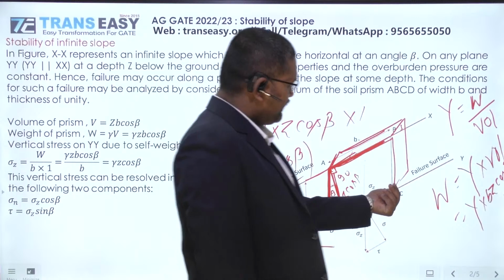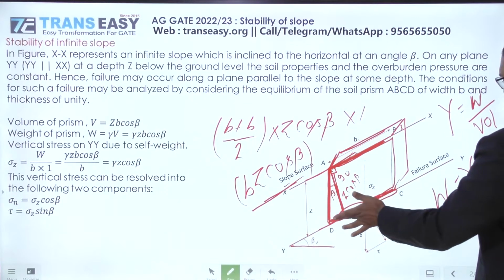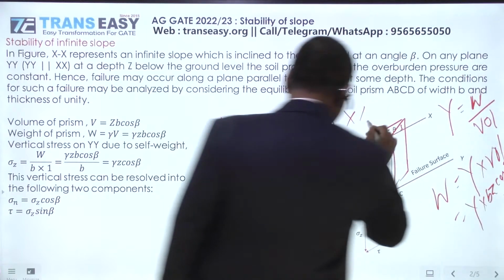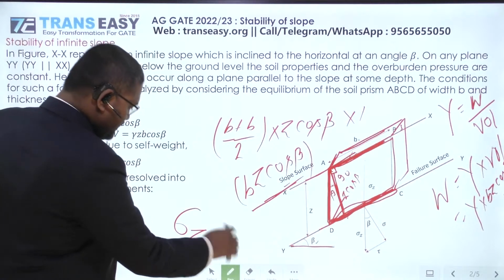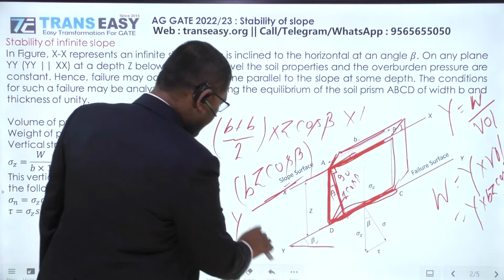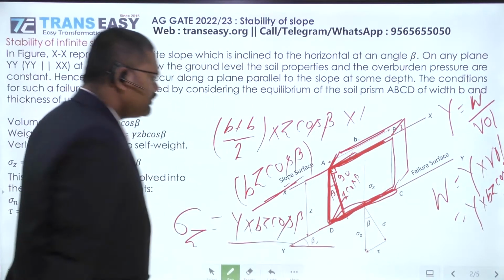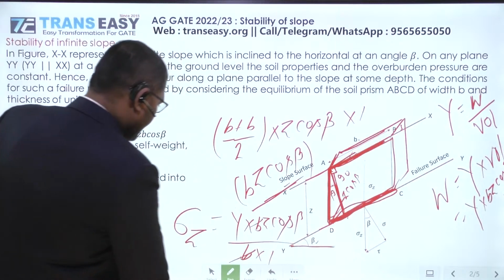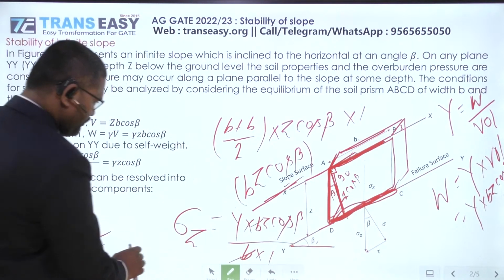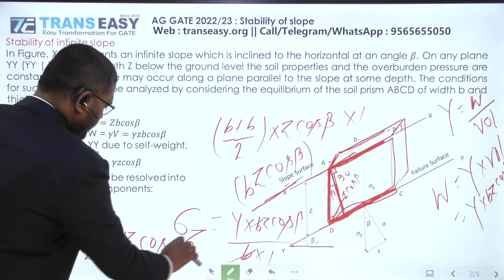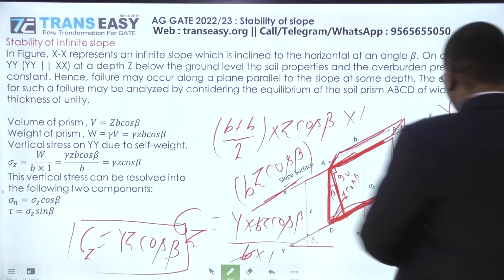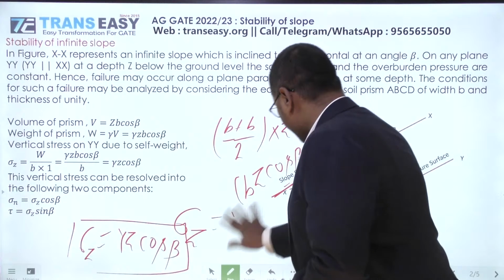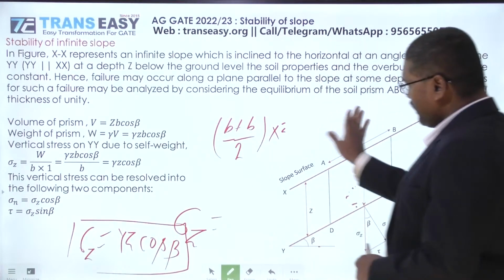So this is the weight of this prism, and this prism is kept over this area. So divide this weight by the area of the base of this prism. This is b into 1. So guys, we can easily find the vertical stress sigma z, weight of this prism upon the area on which it is kept. So this is b into 1. b will cancel each other and we'll get sigma z is equal to gamma z cos of beta. Guys, this is the vertical stress acting at any point which lies at depth z below the ground surface or slope surface.